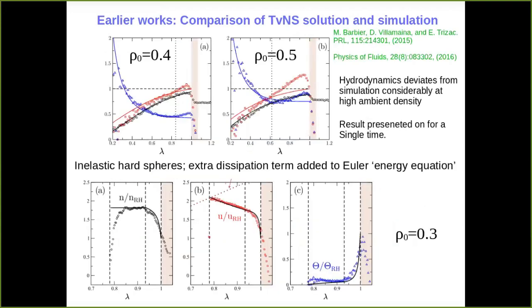In the larger ambient density rho naught, the hydrodynamic or the TVNS solution fails to describe the microscopic result near the shock front, and also at low lambda, that is near the shock center. In both regions.